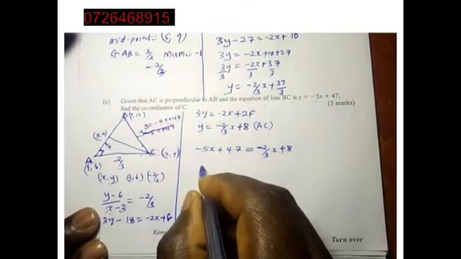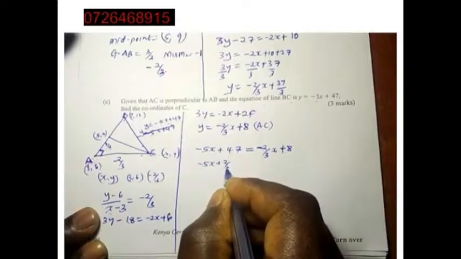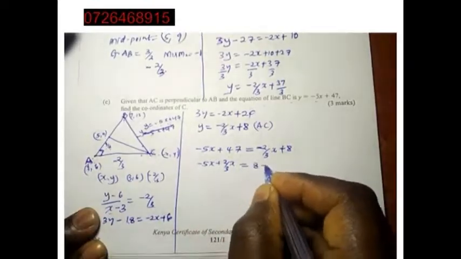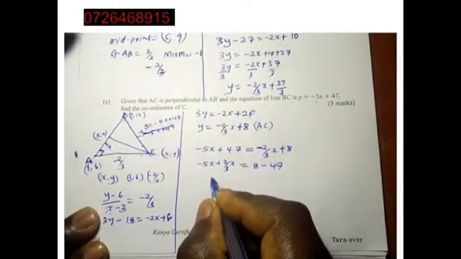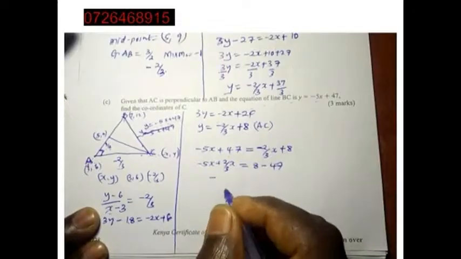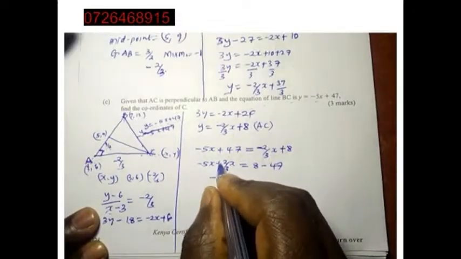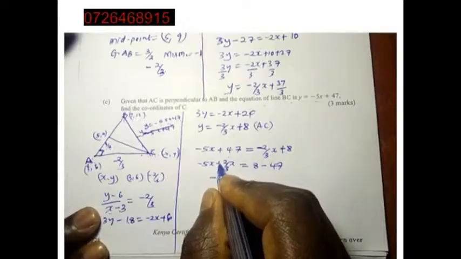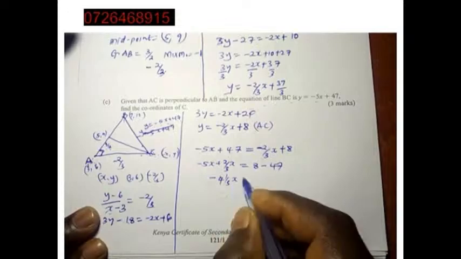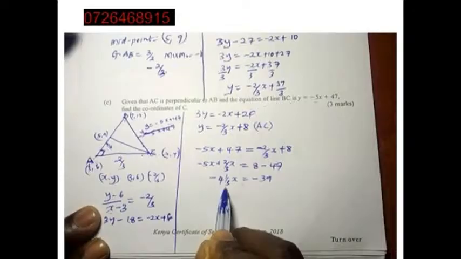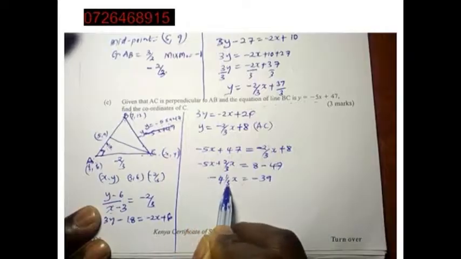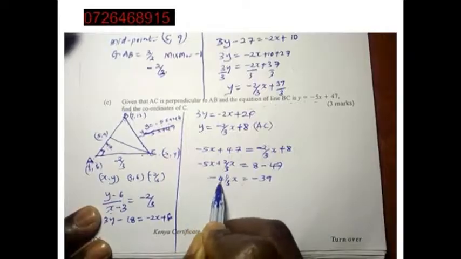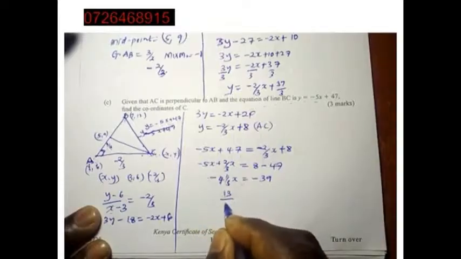Hii ni negative, ikikuja pande itakuwa -5x plus 2/3x is equal to 8 minus 47. Hapa tunaenda kuwa na negative. Yeah, this one is going to give us -4 1/3 is equal to -39. Kwa hivyo tunataka kuweka equal property. This is 3 times 4, that is 12, plus 1. Negative unaiacha kando. It is 3 times 4, 12 plus 1 is 13/3.